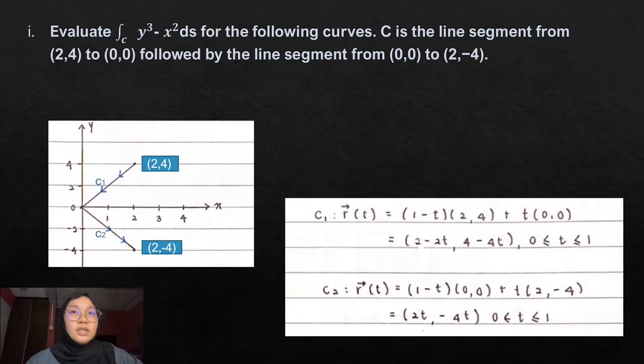For the vector function C1, it's equal to (1 minus t) times the coordinate (2, 4) plus t times the coordinate (0, 0), so we get (2 minus 2t, 4 minus 4t). For C2, it will be (1 minus t) times (0, 0) plus t times (2, -4). We get (2t, -4t).